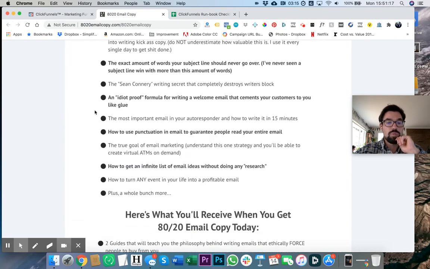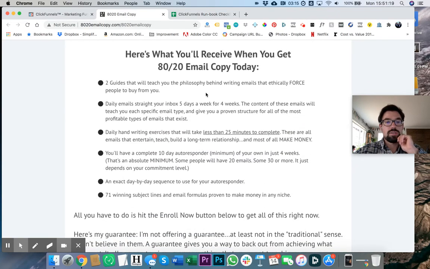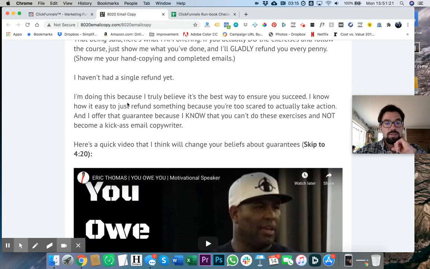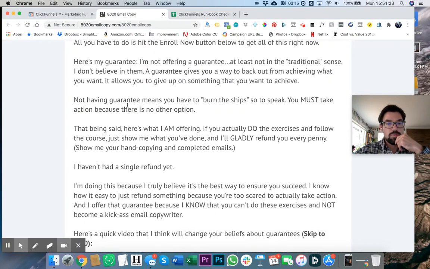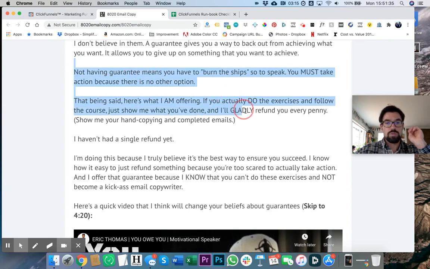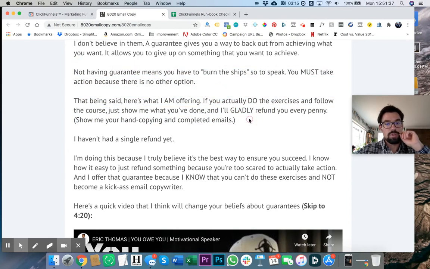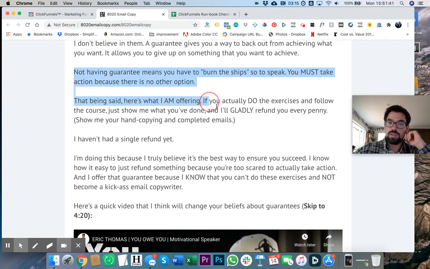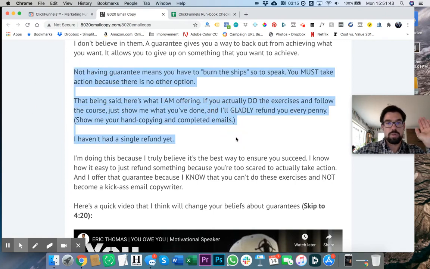And then you've got a bunch of bullets here, and here's what you'll get. One of the other things I really like about how we structure things in this business is the guarantee. The guarantee is very different here. Not having a guarantee means you have to burn ships, so to speak. You must take action because there's no other option. One of the things that's really unique about this is that Ian offers basically a 100% money back guarantee so long as you do the work.